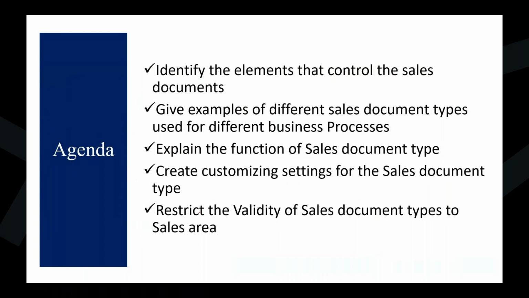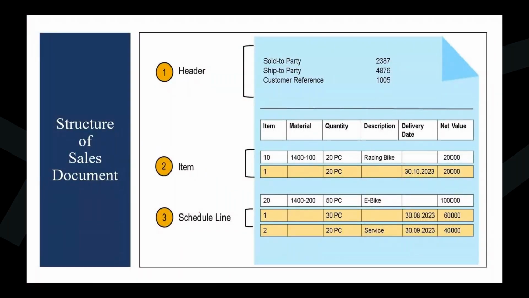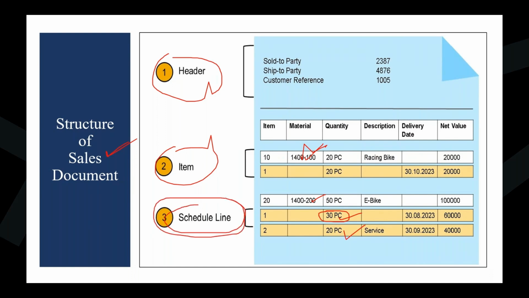Okay, so controlling sales document. Before going into the sales document type, we need to understand the structure of a sales document. Normally if you take a sales order, it will have header data, for each item it will have item data, and in the item data you will have schedule lines, and for each schedule line there will be schedule line data. This we discussed already, but before going into the details of the sales document type, we need to understand the structure. So this is the data it will have.